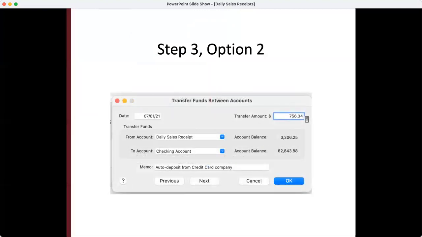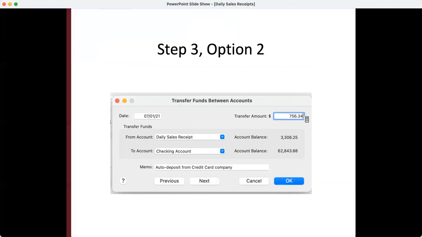Option two is to record it as a transfer. So if you're using QuickBooks Desktop, you can say, I'm doing a transfer, and you manually enter it in, and I'm transferring it from my daily sales receipts into my checking account. And if I want to write a memo, it's going to be the auto deposit from the credit card company. Now, this is what it looks like in the QuickBooks Desktop version.